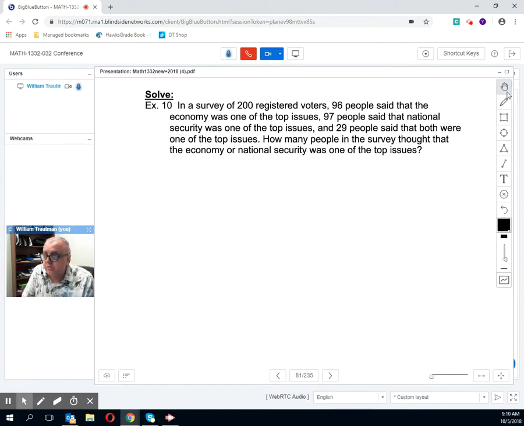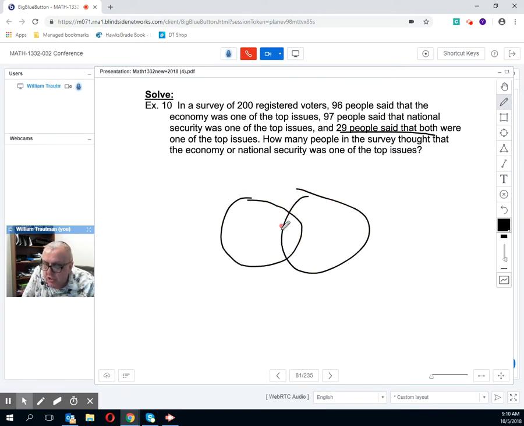In a survey of 200 voters, so we know there's 200 altogether, 96 people said that economy was top, 97 says security was top, and 29 said both. So I'm going to write both first. Look at that. I have two circles, and 29 is both. It says 96 says economy. I'm calling this economy. The other one says security. This is B, security. So if 96 people said the economy, how many people do I put right there? I know there's 29 that said both. It said economy and security.